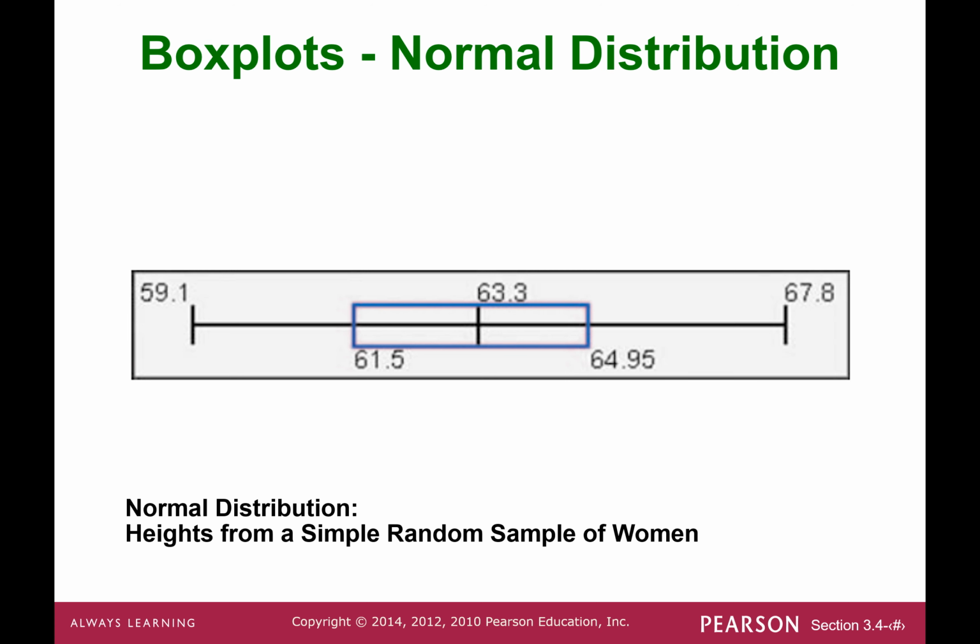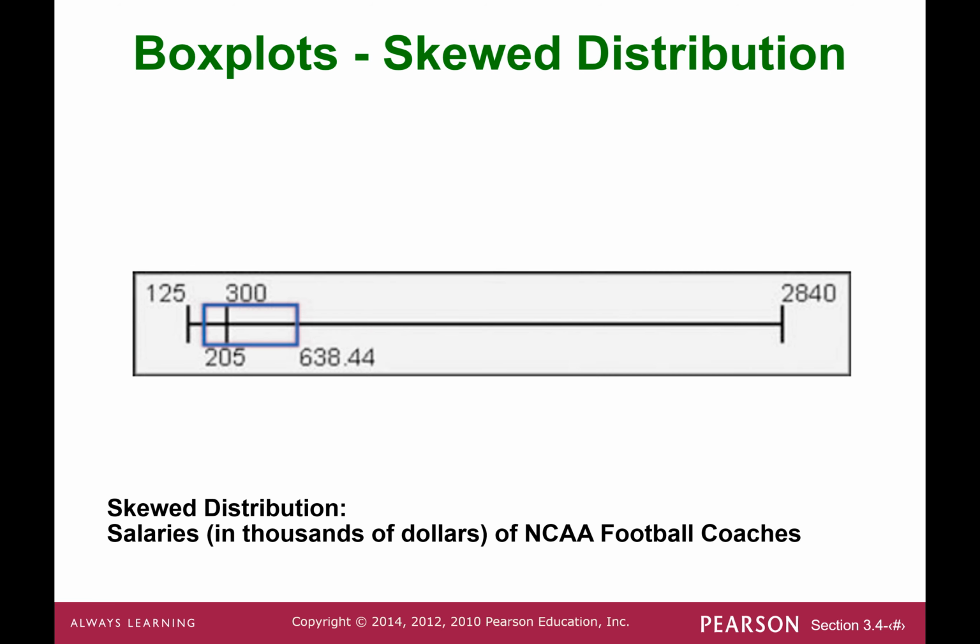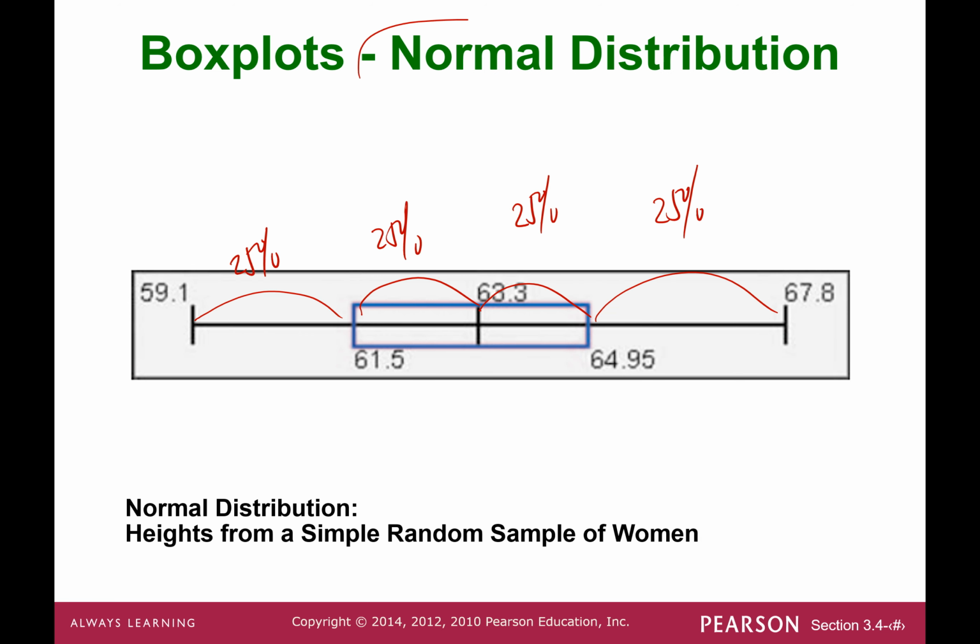Okay, so let's look at the typical box plot with a normal distribution. If you look at this, about 25% of the data here, 25% of the data here, 25% here, 25% here. So we will call this a normal distribution. Okay, so for a normal distribution, there's no skewness.